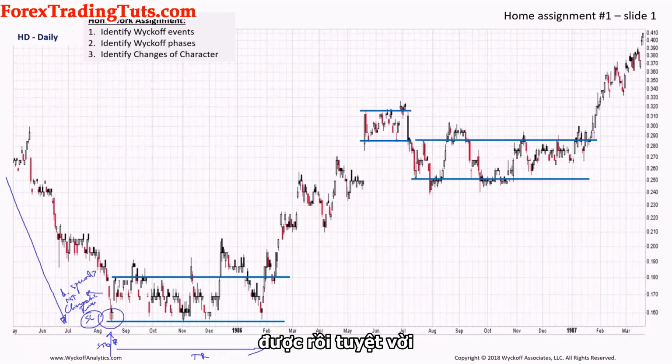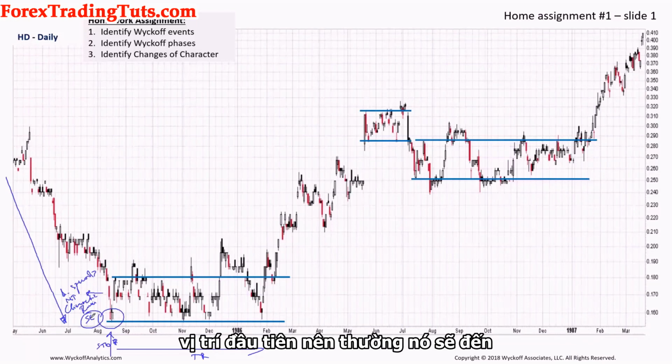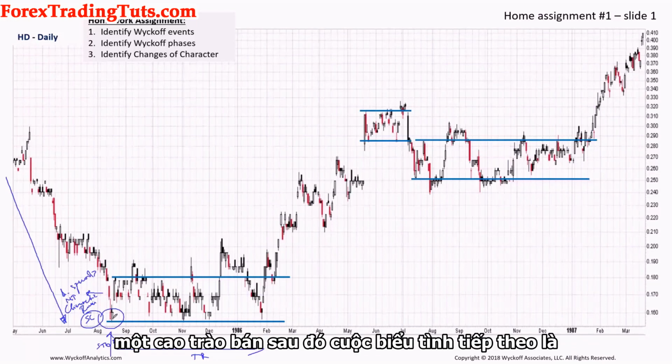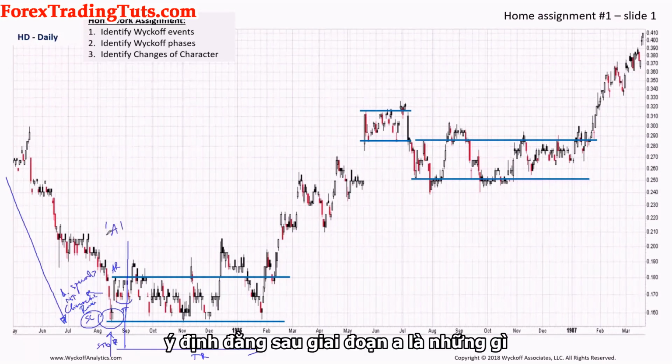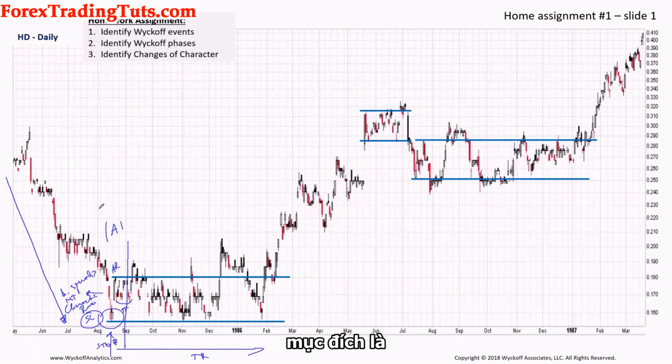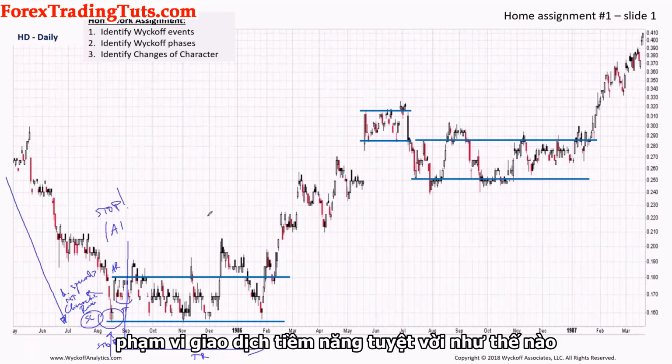Okay, great. We know, in hindsight, that the price has stopped here. This is the first spot, so usually it's going to be associated with that climactic action, with the selling climax. If this is a selling climax, then the next rally is going to be what? Automatic rally. And then the next low is going to be what? A secondary test. And that would conclude which phase? Phase A. And the intention behind phase A is what? The intention is to stop the downward movement and then the beginning of a potential trading range.